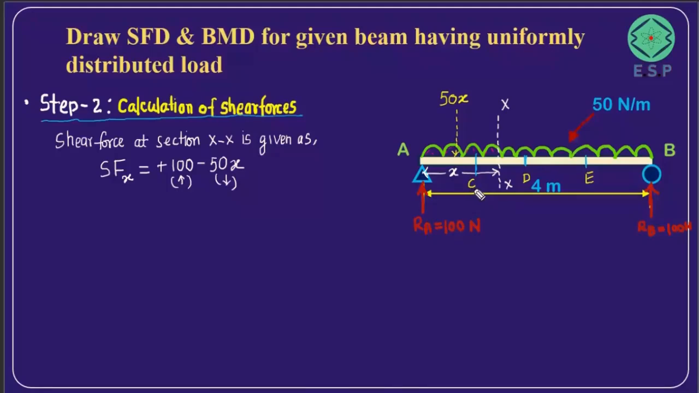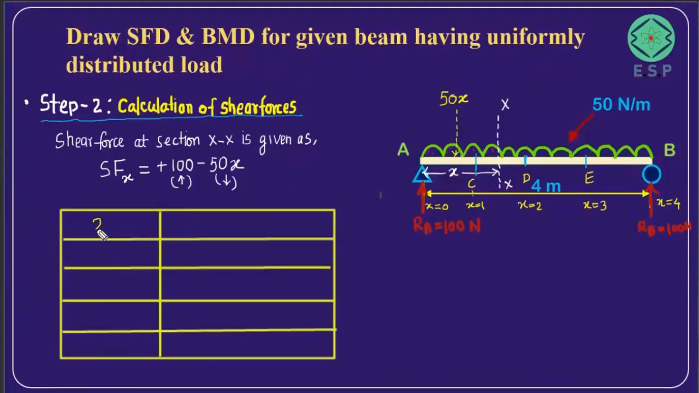At point C, x equals 1. At D, x equals 2, friends, because it is in the center. And at E, x equals 3. At point A, x equals 0. At C, x equals 1. At D, x equals 2. At E, x equals 3, friends. And at B, x equals 4. So like that, I am going to consider 5 points over the entire length of the beam. So let's write down.